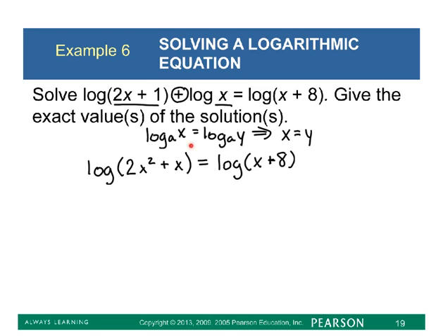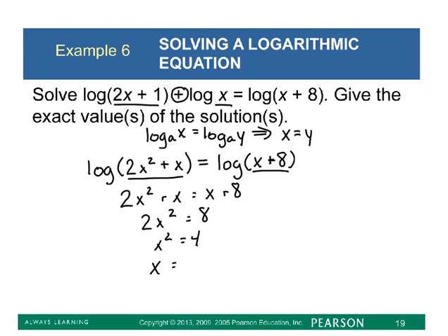Now, using this property up here, we're going to set what's inside our logarithms equal to each other and solve for x. And now solve for x. We're going to subtract x from both sides to get this. Divide both sides by 2. And now take the square root of both sides of our equation. And we get plus or minus 2.